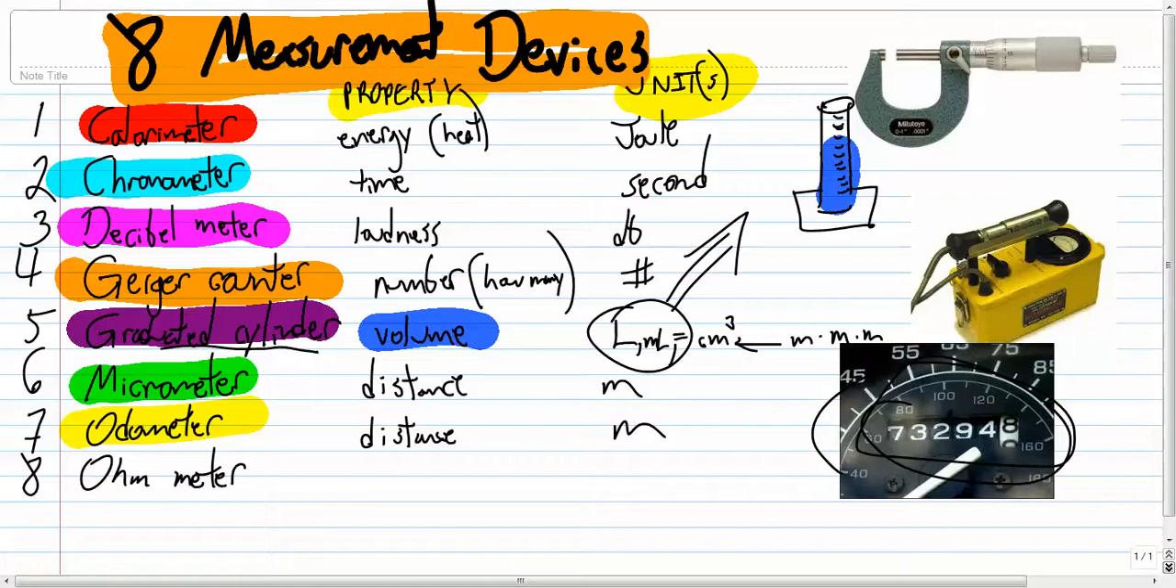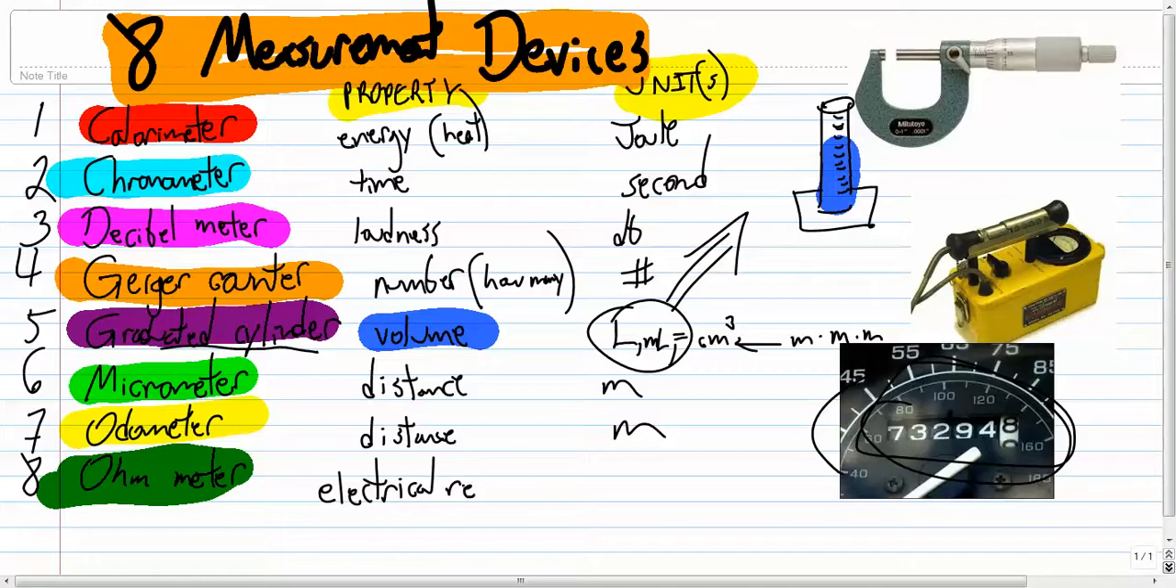Last one on my list. I'm just over 5 minutes. Maybe I'm getting better at this, but an ohm meter. What an ohm meter is, it measures the property of electrical resistance. And let's say you've got a wire and electricity flows through it very, very easily. It would have a low resistance. It would have a low number of ohms.